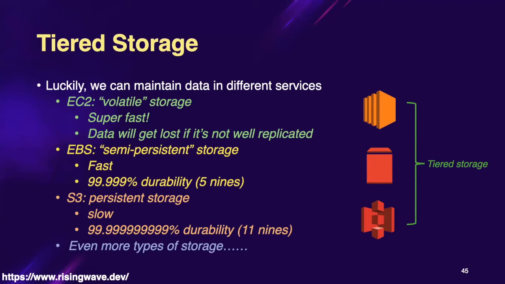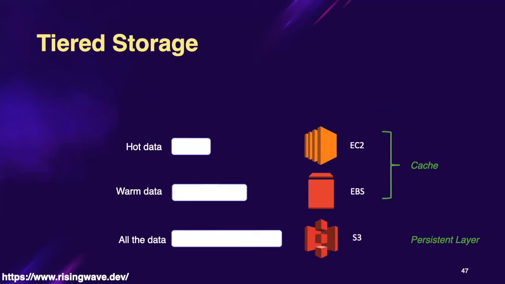And another good thing is that EBS is charged by provisioning. You can provision EBS, and then you can issue as many requests to the disk as you want. It's not charged on a per request basis, so you can use this EBS layer as another level of cache when you try to access S3. Right, so in this case, we would try to keep all the hot data in the local memory of the EC2 instance, and then we have the warm data in EBS, and we keep all the data in S3.